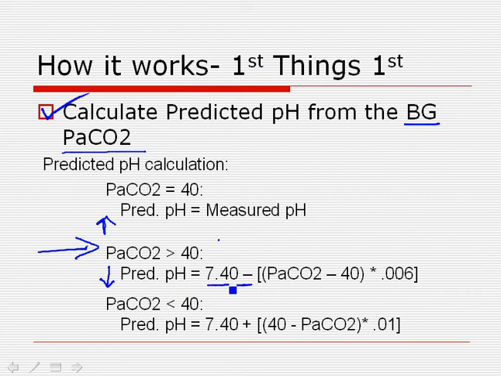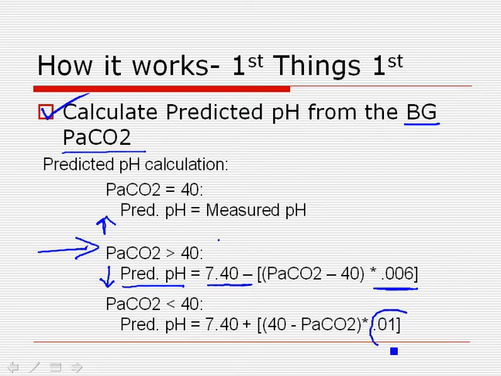We take our normal metabolic pH and subtract how much effect CO2 has on that to get us to a predicted pH. Now, the amount pH is altered is 0.006 units per unit of CO2. I'll show you how that works in just a minute.